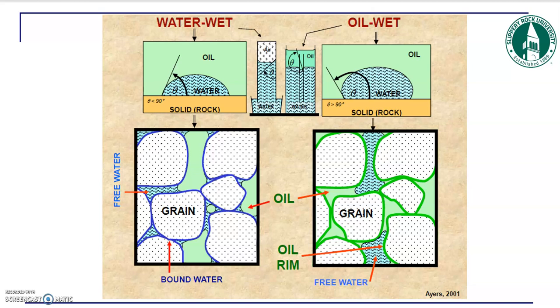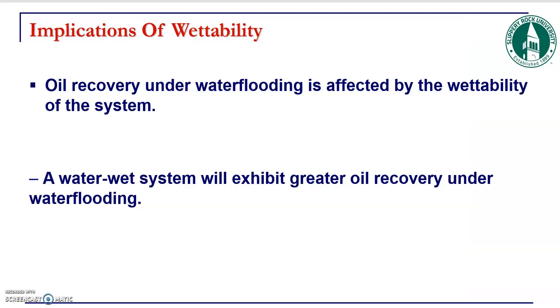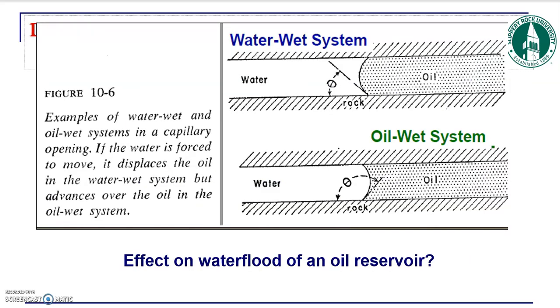Another implication is when you inject water into the system. For example, consider this system. When you do water flooding, you usually inject water from one well bore and try to increase the recovery from the reservoir. Now let's look at one single pore. One of these rocks is water wet, another is an oil wet system, and in both you have oil initially in place, and you're trying to inject water into this pore to displace the oil.